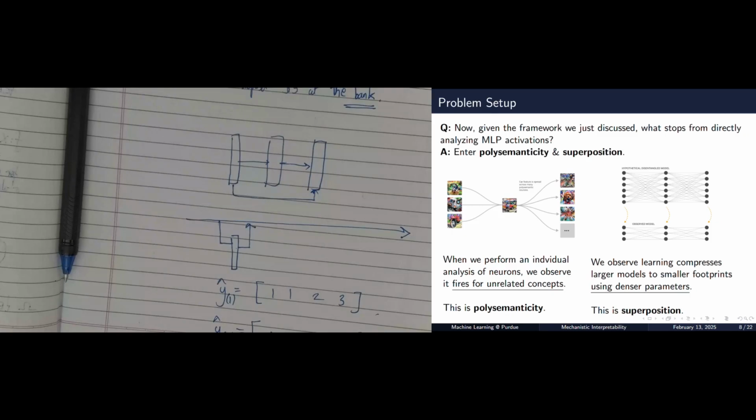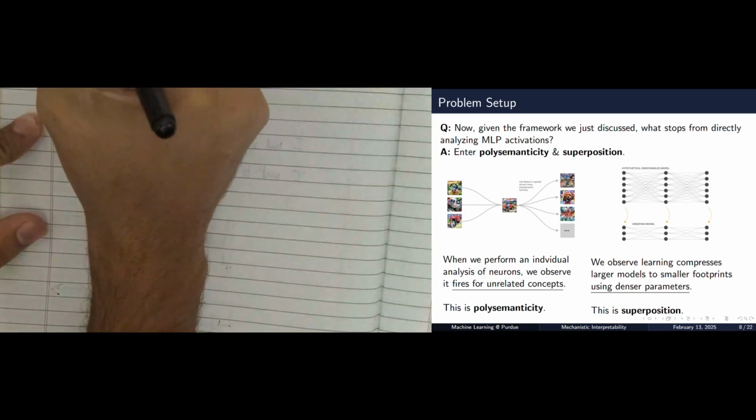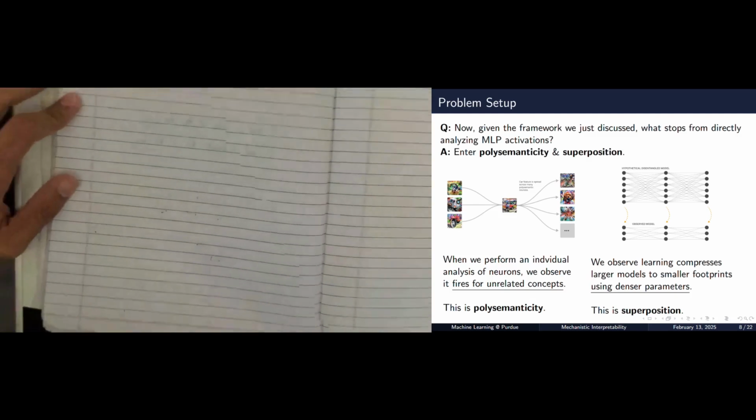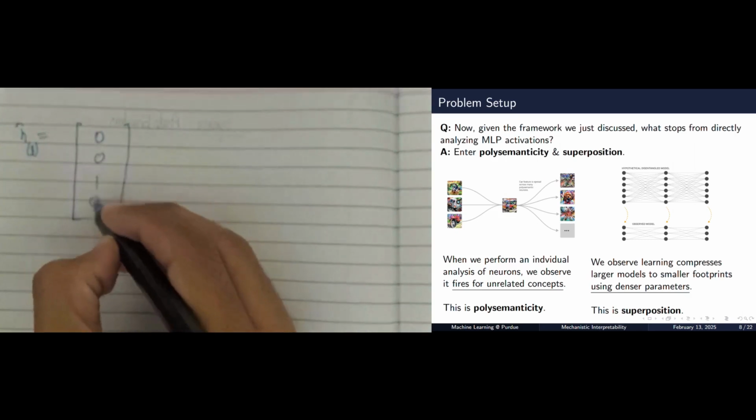So, the idea behind polysemanticity is that a particular neuron is firing for multiple concepts, and superposition is a virtual network that is sparser in nature, right? So, let's say I have a particular set of activations, and this is for some hidden layer L. Is it visible? Okay, so I have values 0, 0, 1, 0, 1. Now this is very sparse, right?